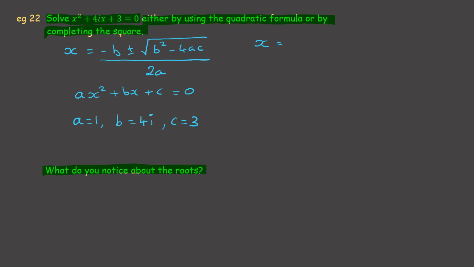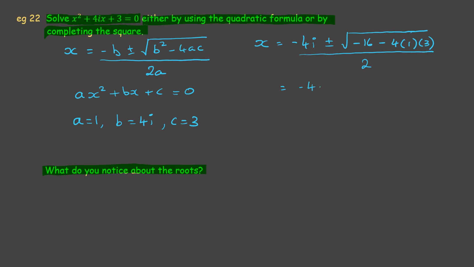Substituting, x is going to be negative 4i plus or minus the square root of, if we square 4i, we get negative 16. Take away 4 times 1 times 3, all divided by 2 times a, 2 times 1 is 2.